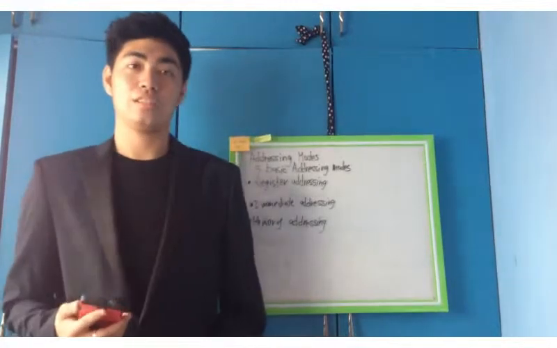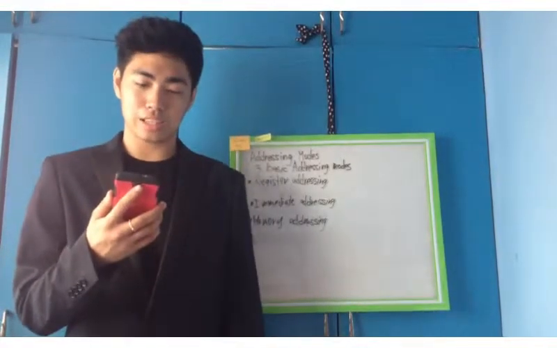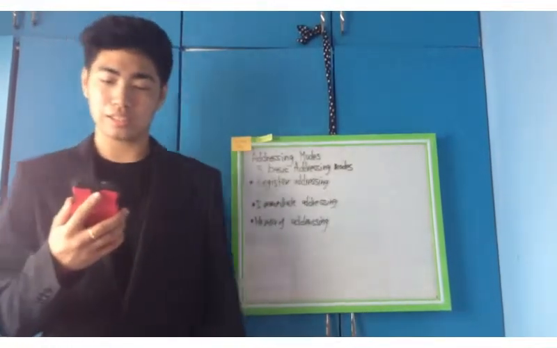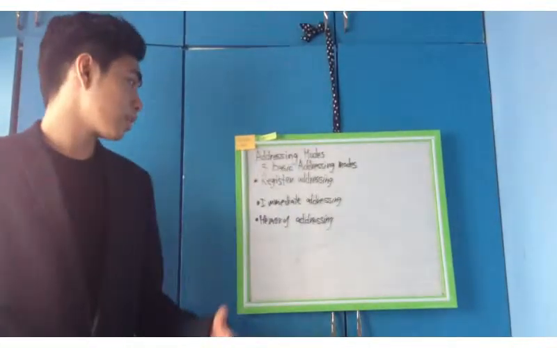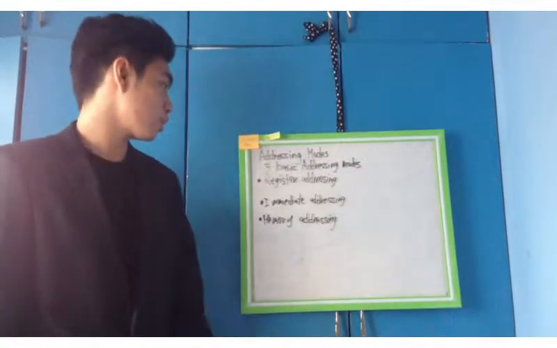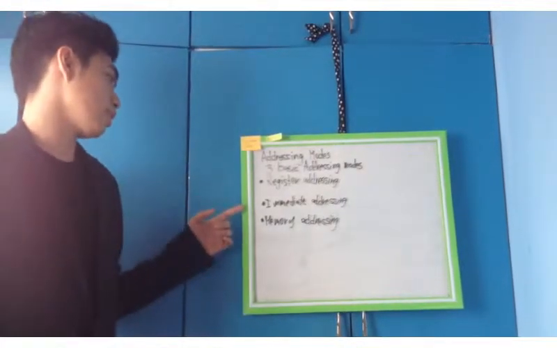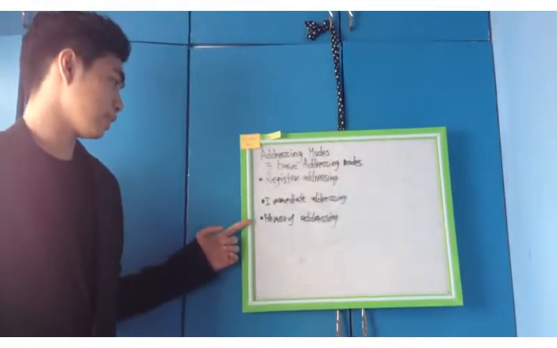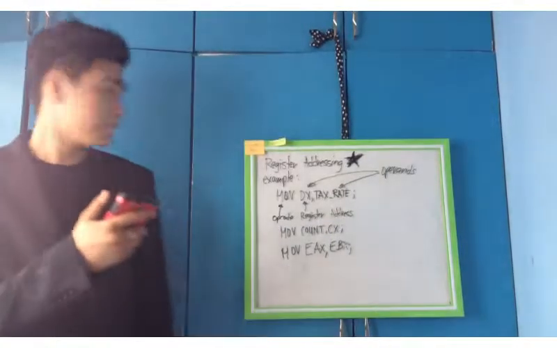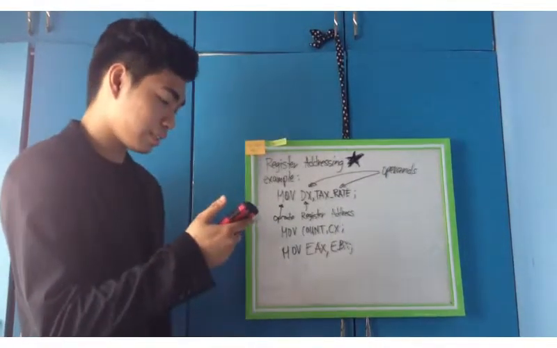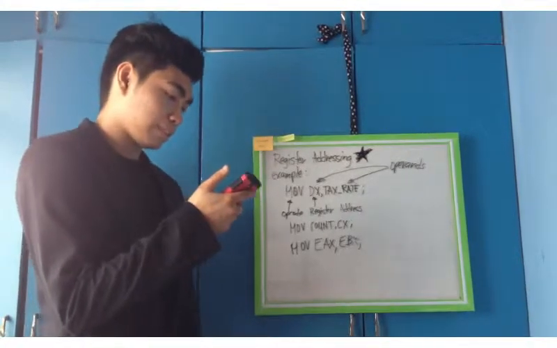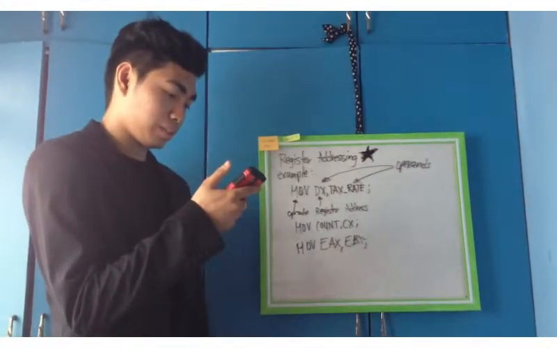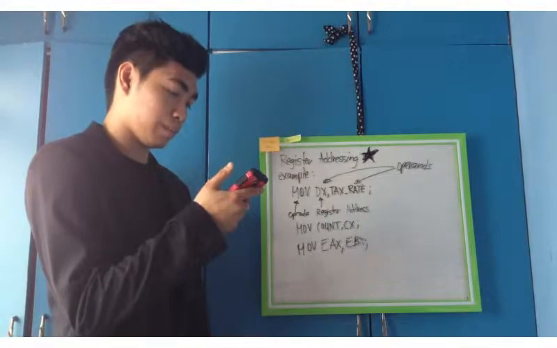Addressing modes. Addressing modes are an aspect of the instruction set architecture in most central processing unit designs. We have three basic addressing modes: register addressing, immediate addressing, and memory addressing. Register addressing: in this addressing mode, a register contains the operand, depending upon the instruction. The register may be the first operand, the second operand, or both.